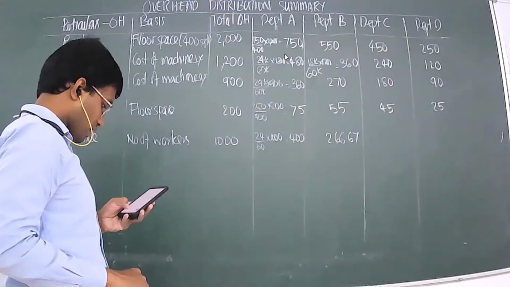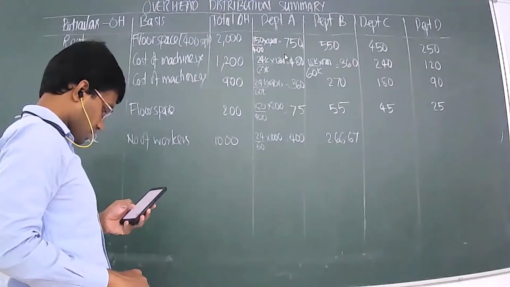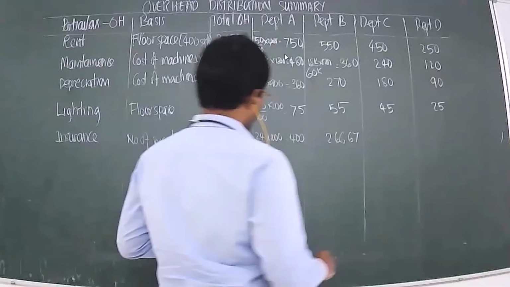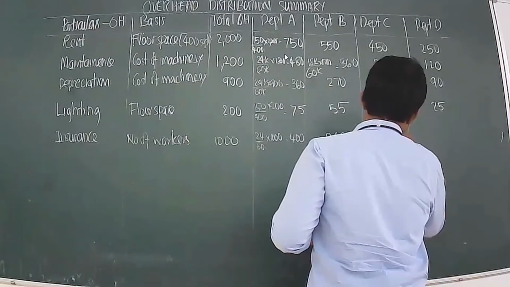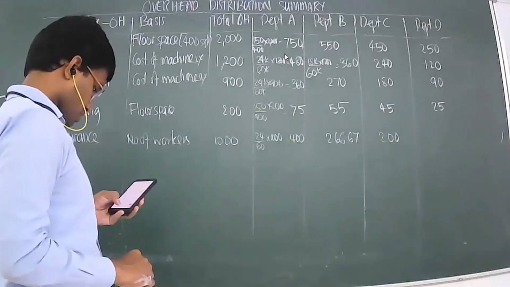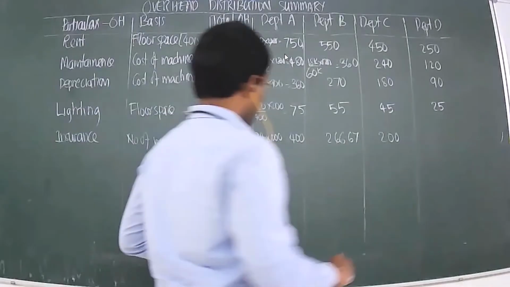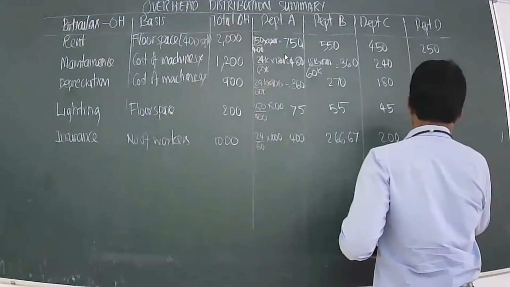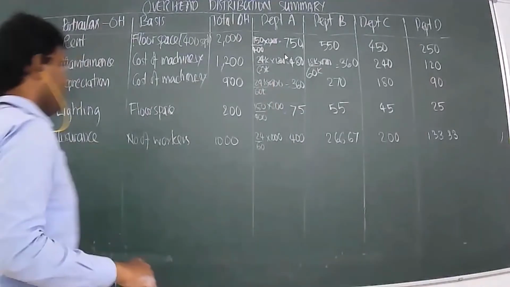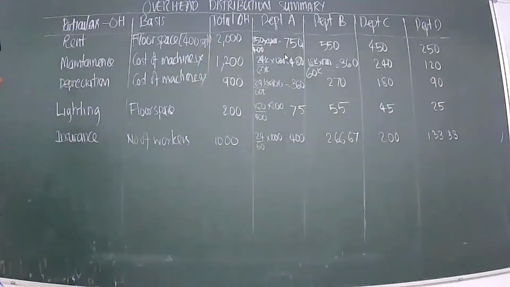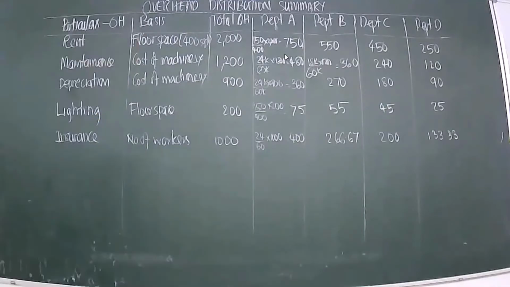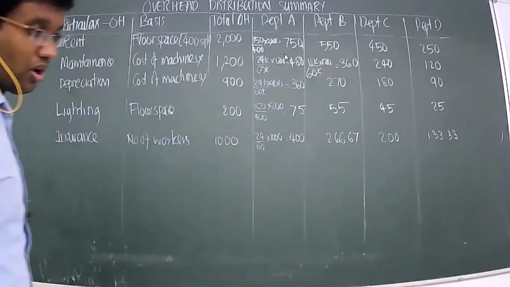So 12 into 1000 divided by 60. This will be 200. And finally, the last one will be 133.33. So this is how we would be getting the division of insurance.